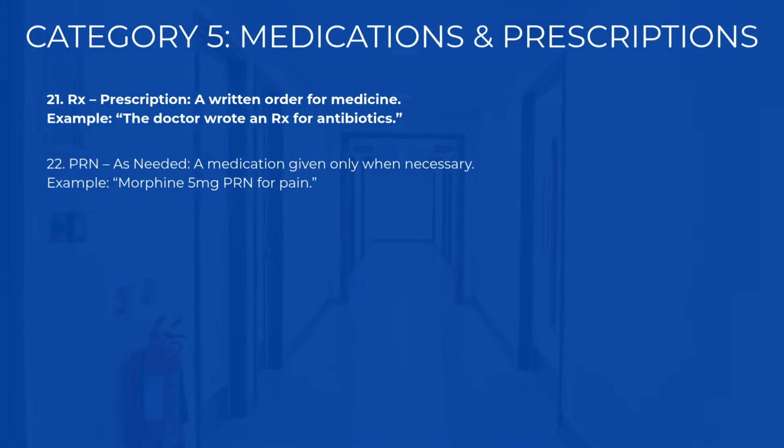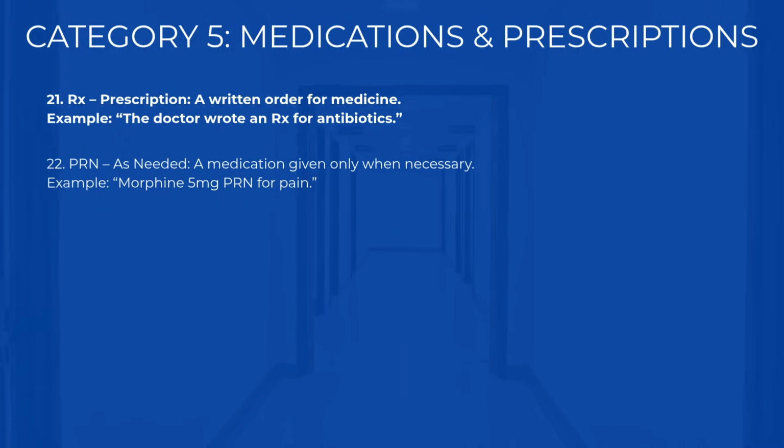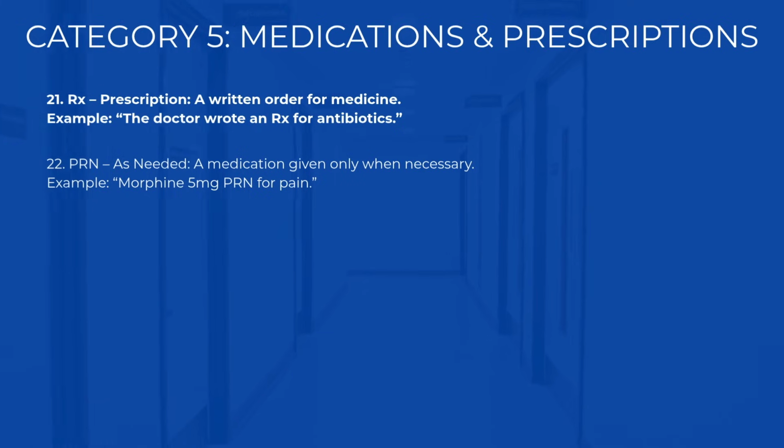PRN is our next abbreviation, and it can be both written and spoken, and it means as needed, a medication given only when necessary. Morphine, 5 mg PRN for pain.